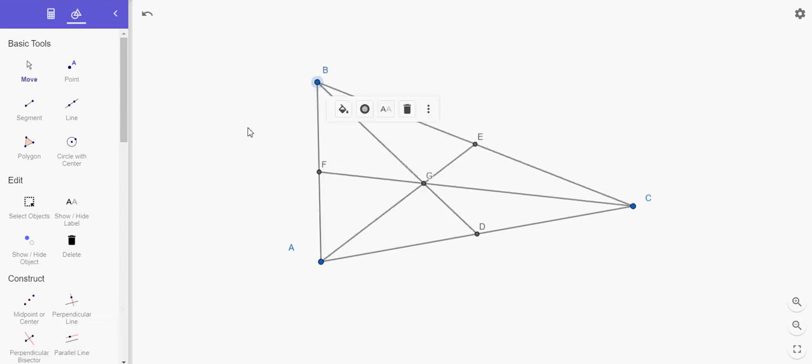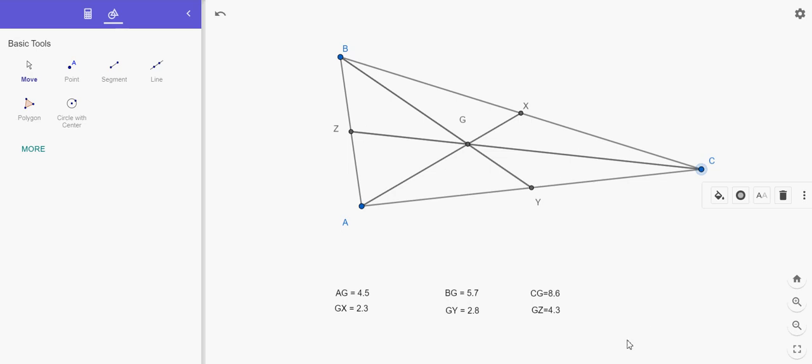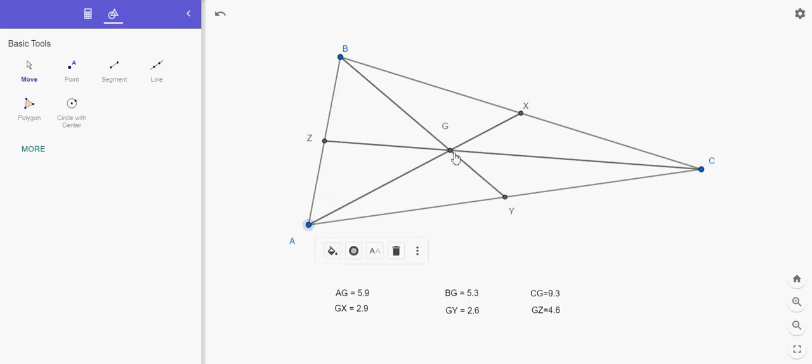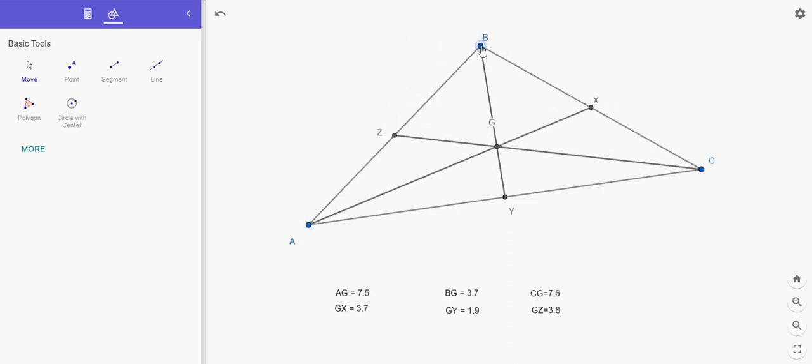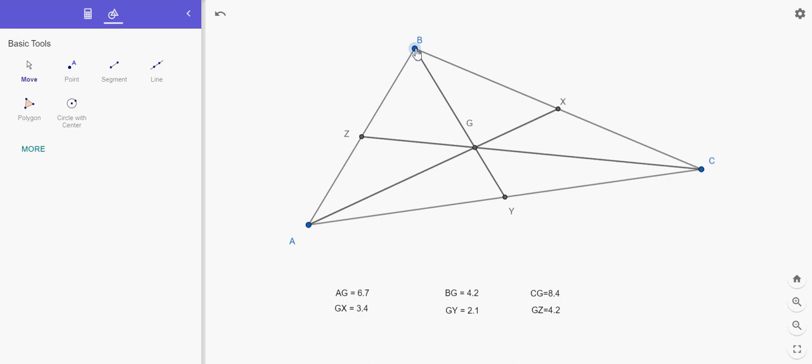The centroid has a number of remarkable properties. Here I have some side lengths shown here. One of those properties is that the centroid divides every median in a 2-to-1 ratio. So CG to GZ is 2-to-1, and AG to GX is 2-to-1, and so on. And so you can see that here in the segment lengths I have at the bottom. There's some rounding error here in the way that GeoGebra computes these lengths, but you can see that the ratio is 2-to-1 in each case.